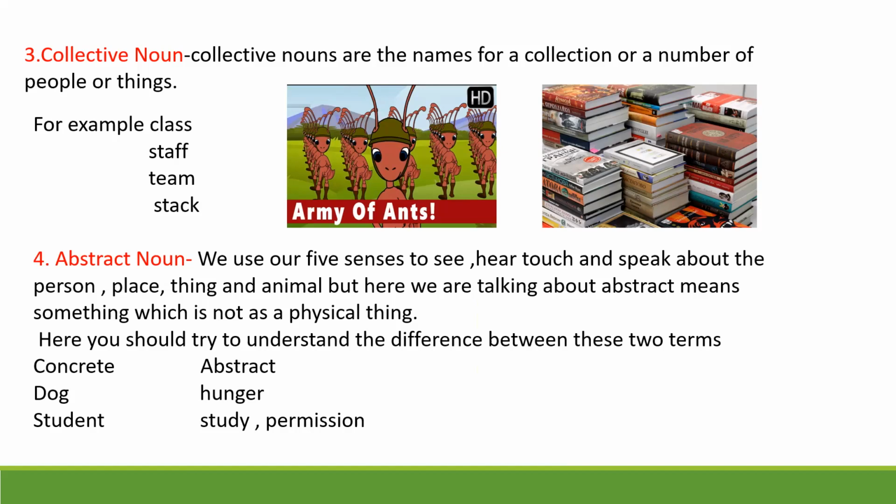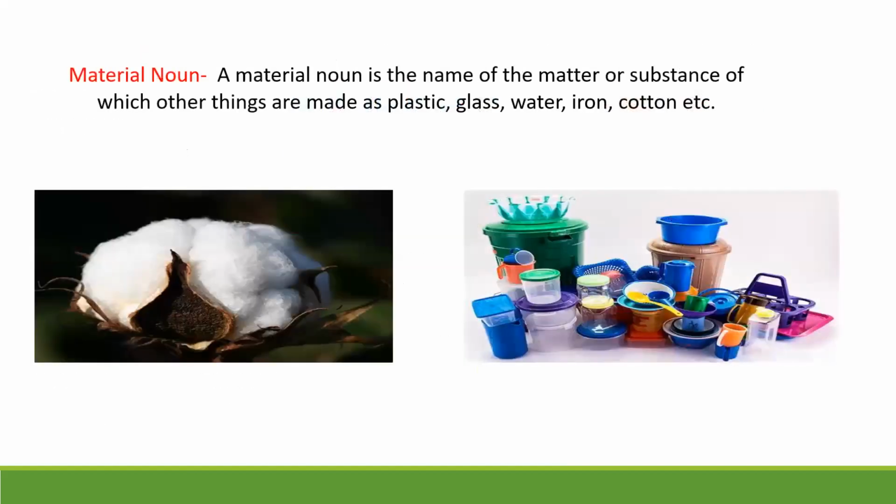So that is abstract. For example, if we are saying dog, if you have a pet dog, and abstract is hunger. Student, all are sitting in the class, and abstract is study and permission, correct? So you can give them multiple examples.